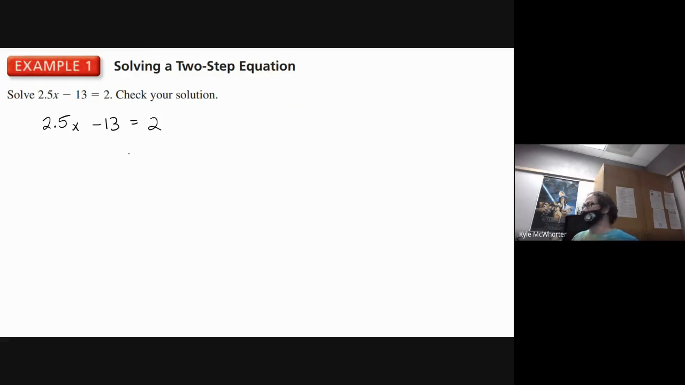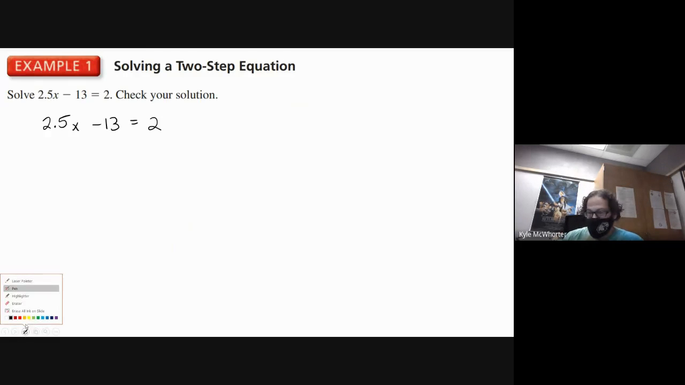Simplify means to do operations, right? If there are like terms to combine, we can combine those. If there are parentheses that we can use the distributive property with, we do that. Looking at this problem, we don't see any of that. On the left side, we just have 2.5x minus 13. We've only got two different terms here. One of them has an x, one of them doesn't, so we can't combine them. On the right side of the equation, it's just the number 2. There's nothing to do there either. So both sides are already simplified. Now we just go into doing the inverse operations.